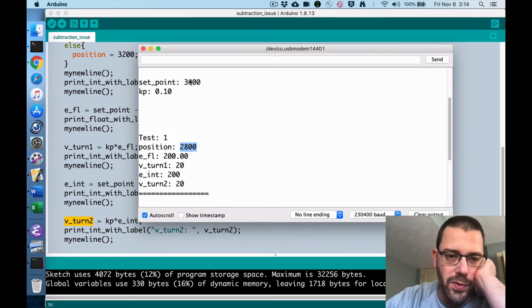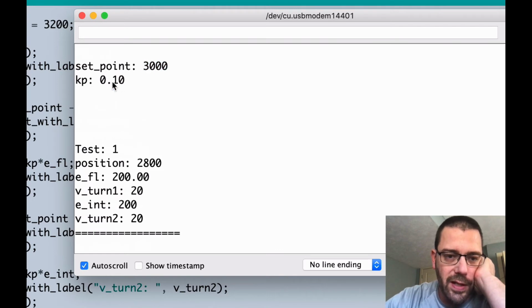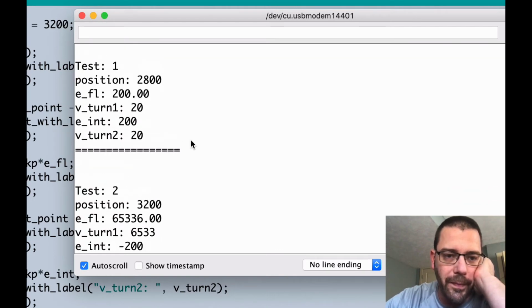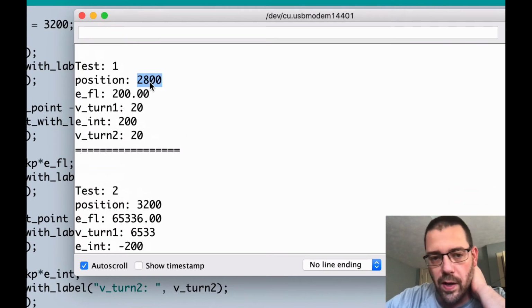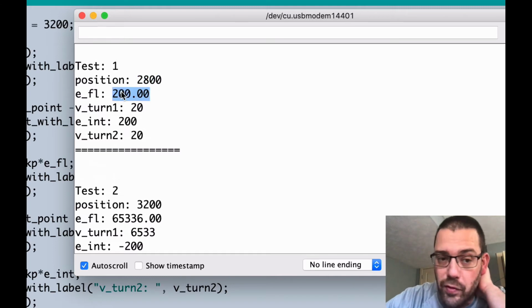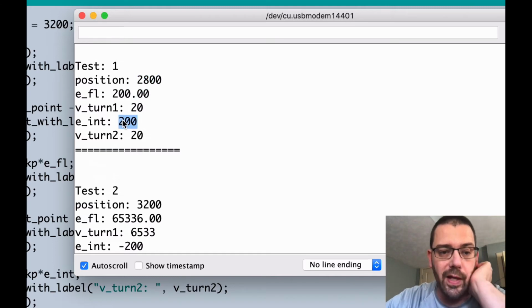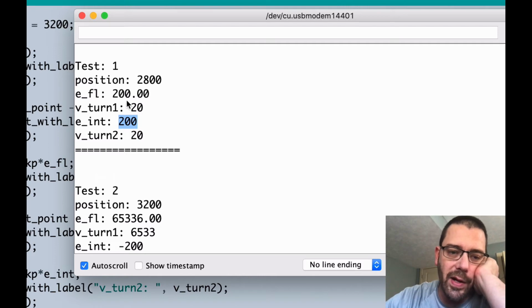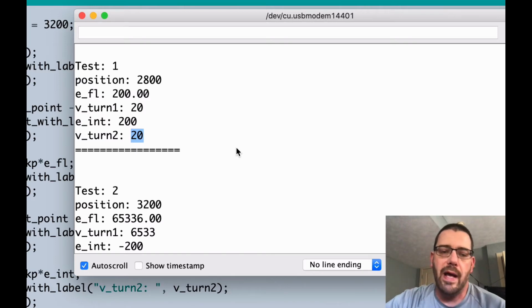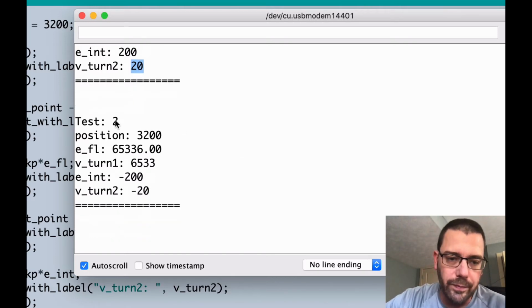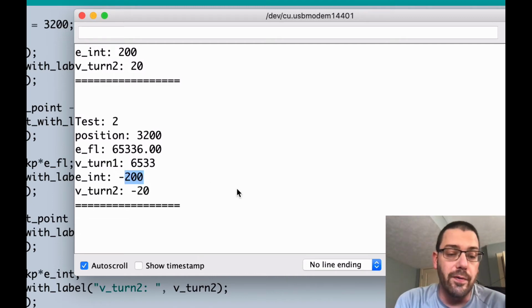And so the main thing I want you to see is that when it runs, in the first case, set point is 3000, Kp is 0.1, so my position is 2800, making my error a positive 200. Whether it's a float or an int, that works out just fine. And when I take 200 times 0.1, I get a 20 for my V in my block diagram math either way. However, when position is 3200, my error should now be a negative 200.